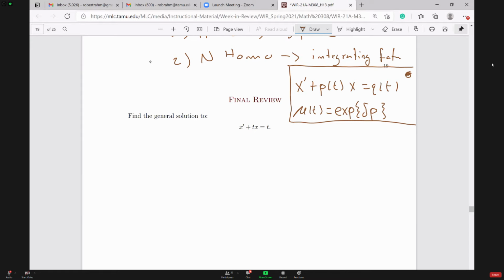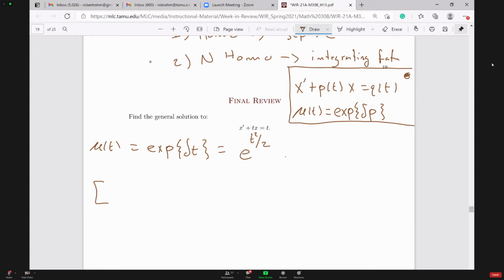Okay, and as several of y'all have said, in this case, mu of t is going to be e to the power of the antiderivative of t. And so the antiderivative of t is 1/2 t squared. So it's going to be like this. Now that we have the integrating factor, what's the next thing that we do? Multiply it by both sides of the equation. Yes. So we're going to multiply both sides of the equation by mu.